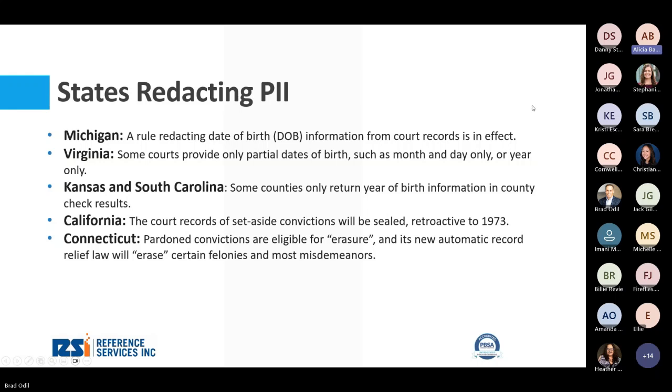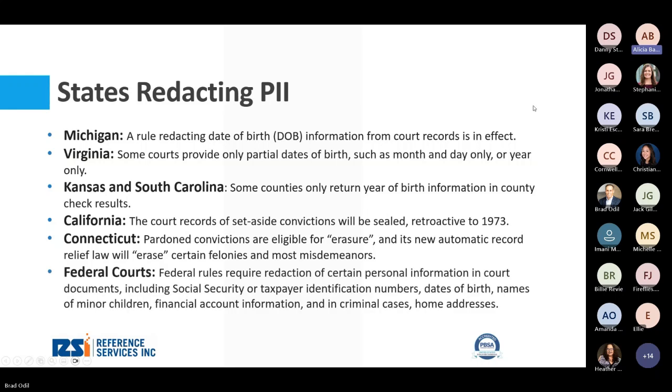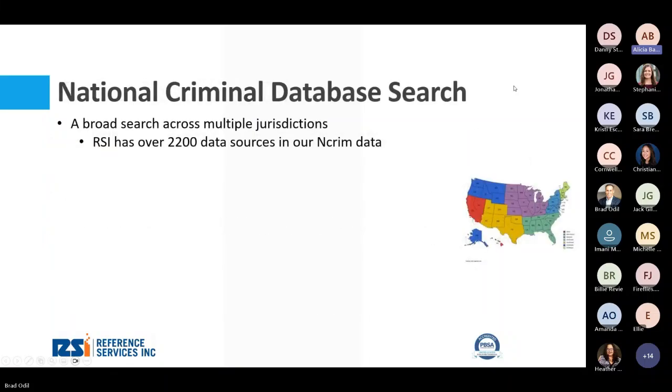This includes some pardons. And then federal courts, federal rules require redaction of certain personal information in public court documents, including the social security number, dates of birth, names of minor children, financial account information, and in criminal cases, home addresses. So with these records, a lot of times we're going down rabbit holes, searching newspaper articles, sometimes social media platforms, looking for anything that we can find that might connect the applicant to or eliminate them from the record.